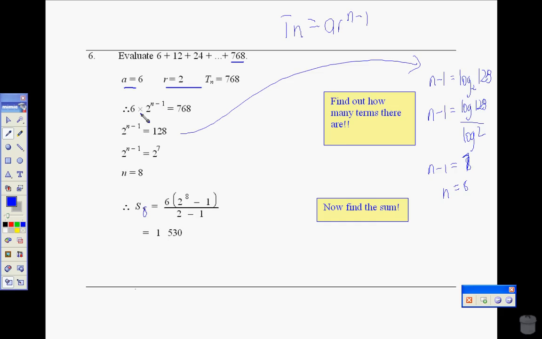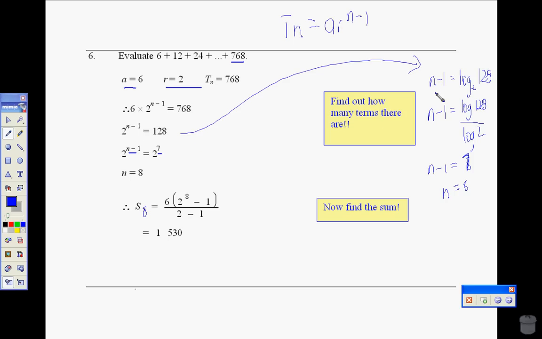So divide by 6 gives us 2 to the power of n minus 1 is 128, or 2 to the power of 7 is equal to 2 to the power of n minus 1. So n minus 1 must be equal to 7, which means n would have to be equal to 8. If you wanted to solve that using logarithms, go back from this point and use the logarithm form.